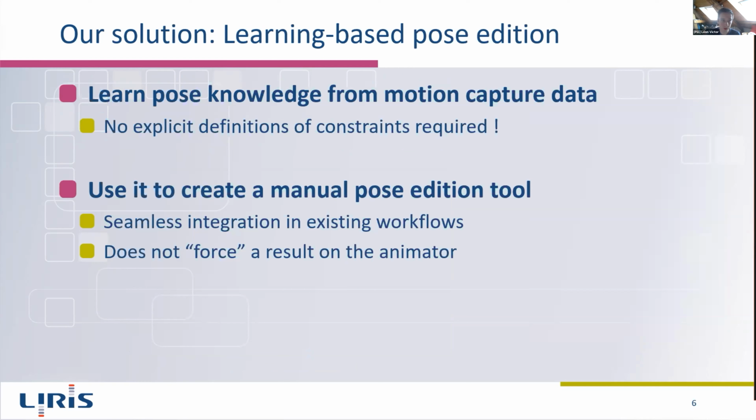With this paper, we propose our solution, which is learning-based pose edition. We propose to bridge the gap, kind of, between keyframe and mocap animation. We use a neural network to learn the implicit skeleton constraints, and then we use this knowledge in a pose edition tool. The main advantage is that the user no longer has to have insights on all the complex skeleton constraints that I just described, because they are now learned implicitly from ground truth data.